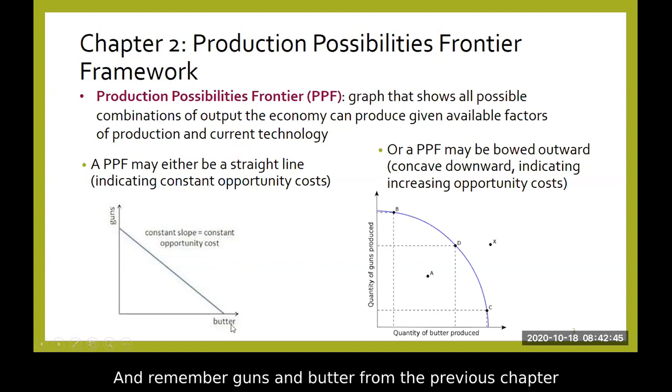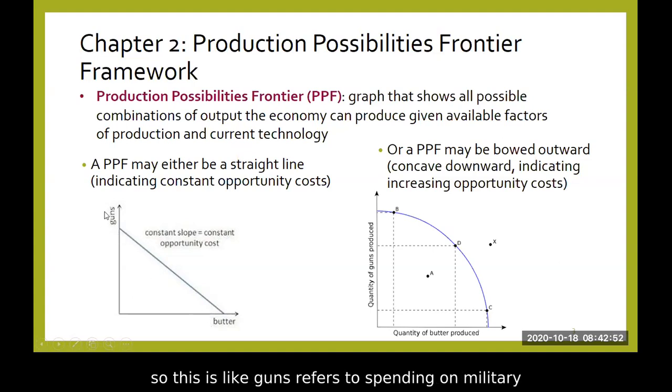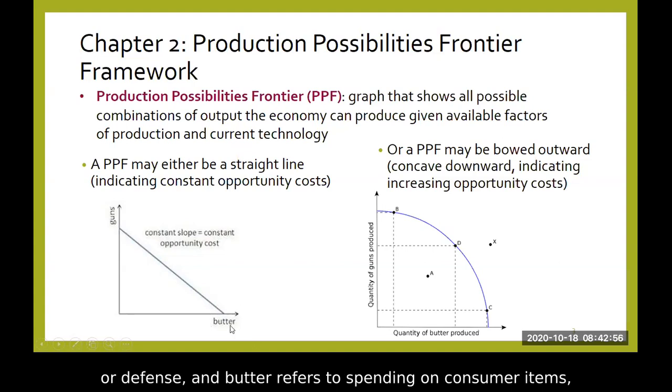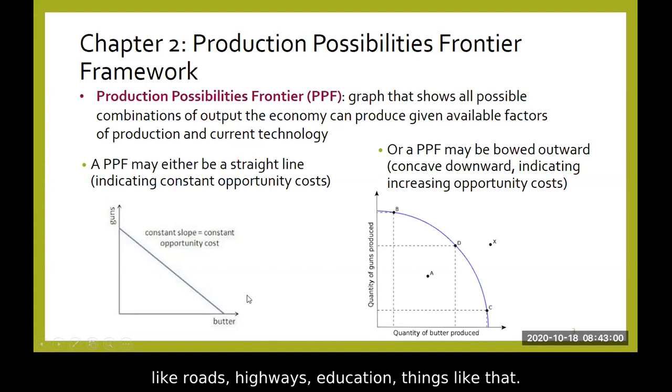And remember, guns and butter from the previous chapter refers more so to government spending. Guns refers to spending on military or defense, and butter refers to spending on consumer items like roads, highways, education, things like that.